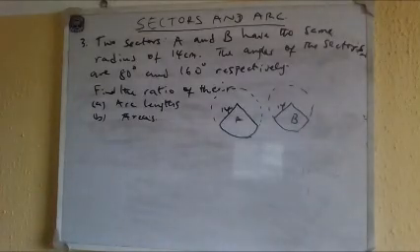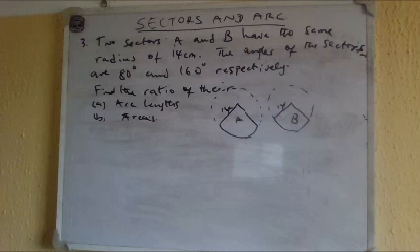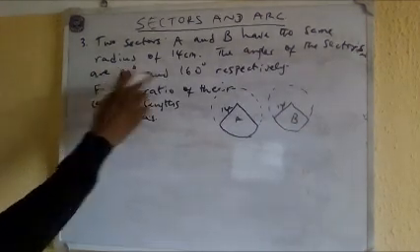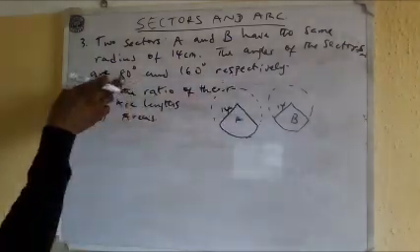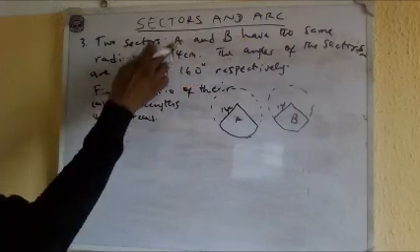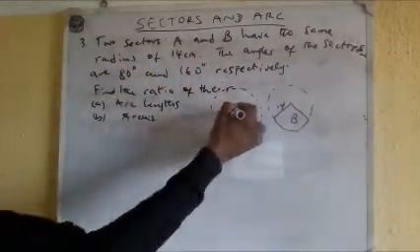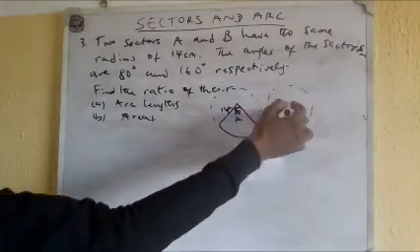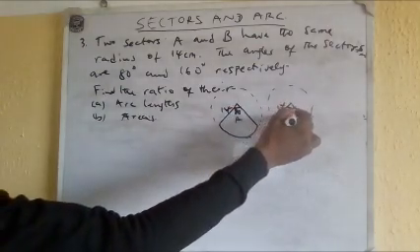The angles of the sectors are 80 and 160 respectively. They are using this English word, respectively. It means you just follow it. Respectively means that the first one maps to the first one, the second one maps to the second one. So A is 80 degrees and B is 160 degrees.